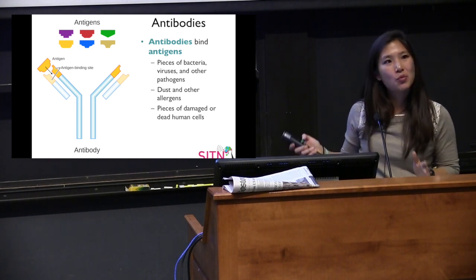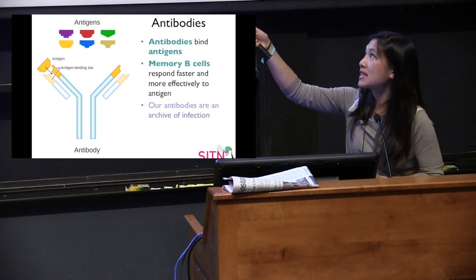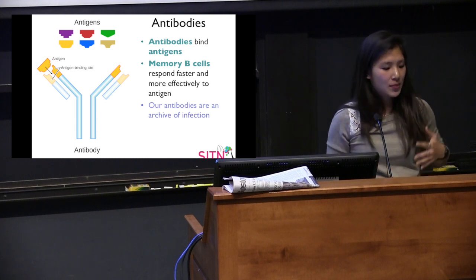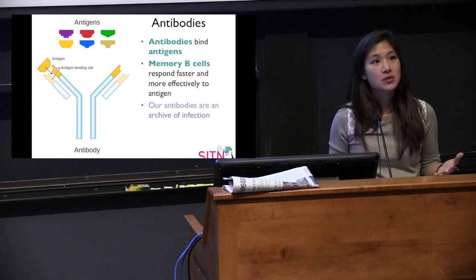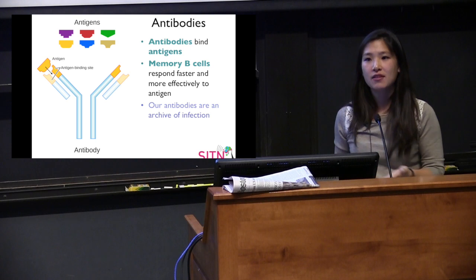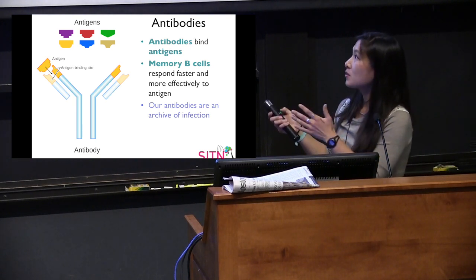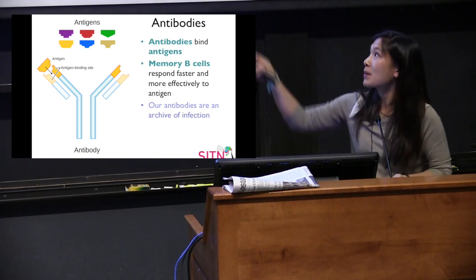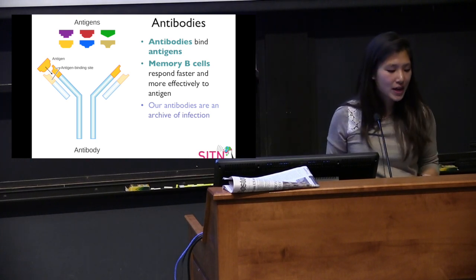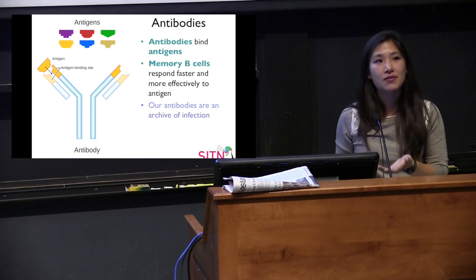And importantly, once an antibody encounters one of these antigens once, those B cells that were making the antibodies will actually produce a subset of B cells called memory B cells. And these, as the name implies, will remember this interaction. And so they'll wait dormant in the body even after the infection has passed.